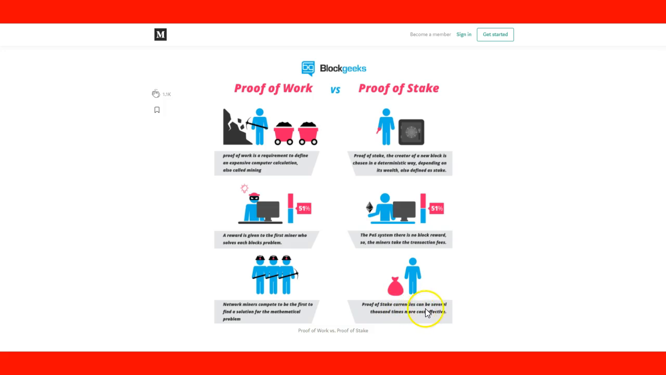Proof of stake currencies can be several thousand times more cost effective. And why is that? Because in order to solve blocks using proof of work, it requires a lot of electricity, which also produces a lot of heat, and it also uses pretty much your computer's power, so it's not very cost effective. Whereas with proof of stake, you put your coins into a wallet, and some wallets do require you to keep your wallet open. So yeah, it's using a little bit of your computer energy just simply because your wallet's open.